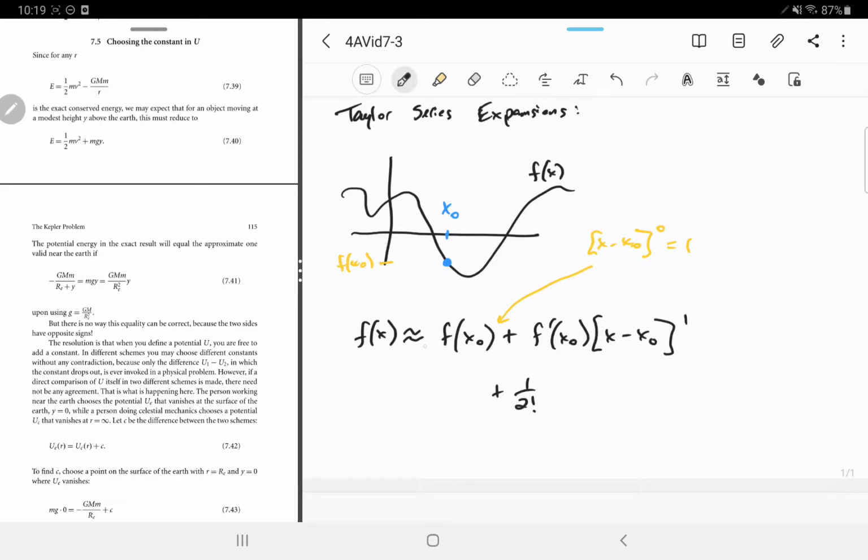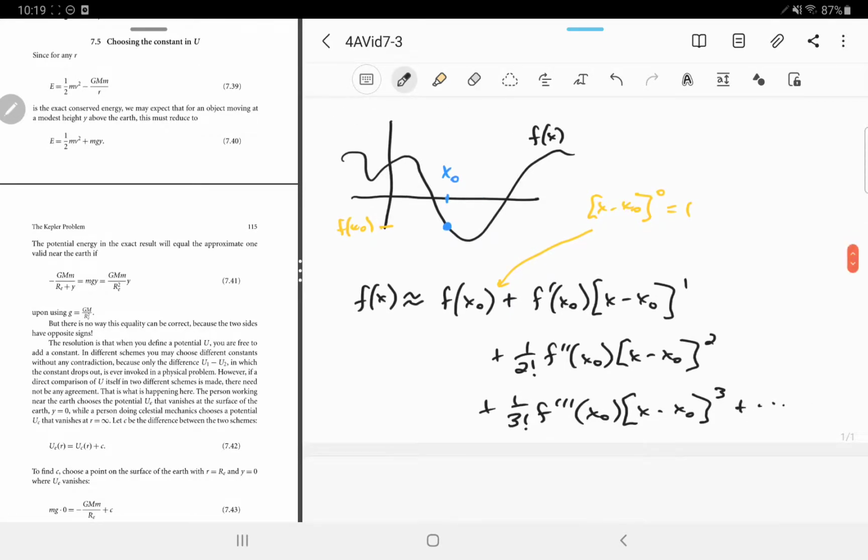There's actually a 1 over 0 factorial here and a 1 over 1 factorial here, but those just give a factor of 1. This is 1 over 2 factorial. A second derivative keeps track of curvature. The next term would be 1 over 3 factorial f, three derivatives evaluated at x equals x naught, and on and on. So you can see how this formula generalizes.